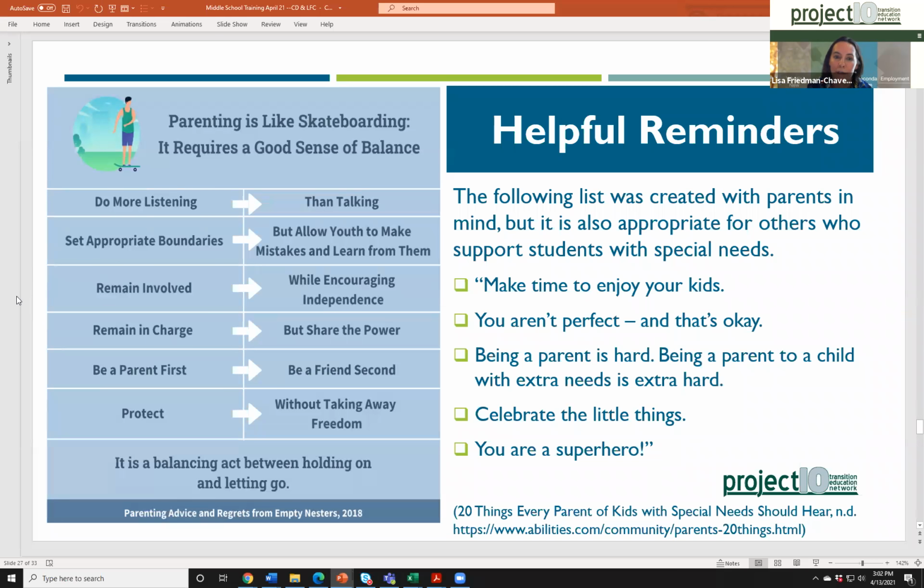The graphic on the left is actually from the transition trail map. We wanted to keep it in there before we close, as a helpful reminder. And even though this was geared towards families, a lot of this information is definitely appropriate for anyone who's supporting our students. And I love the final one.